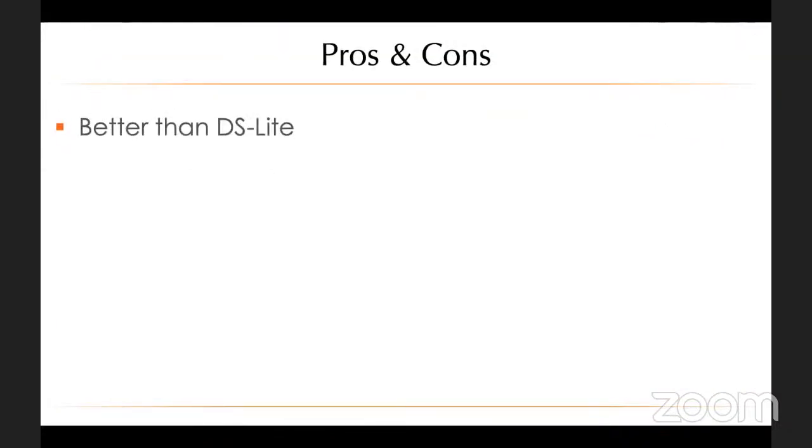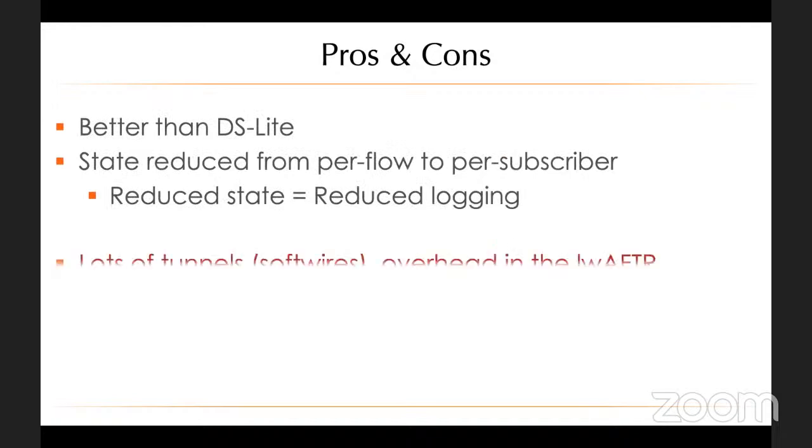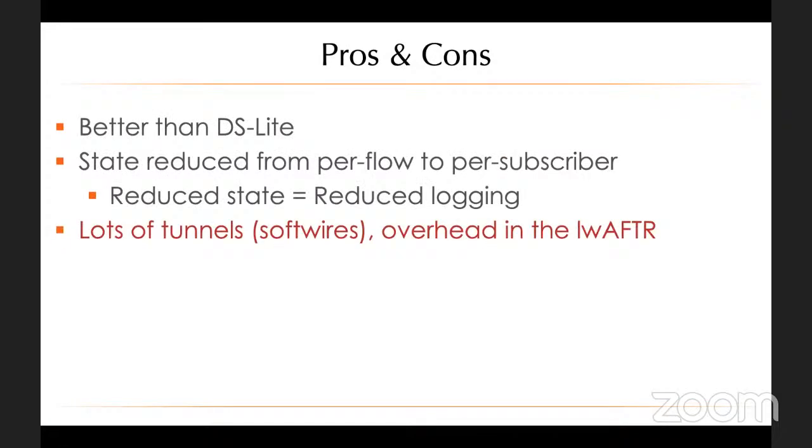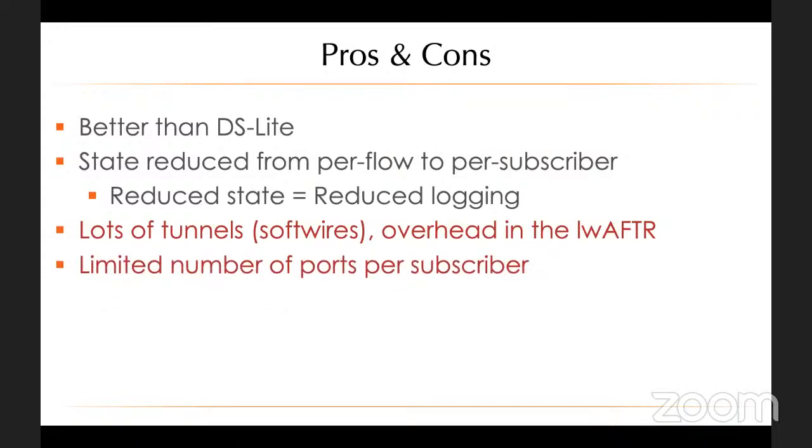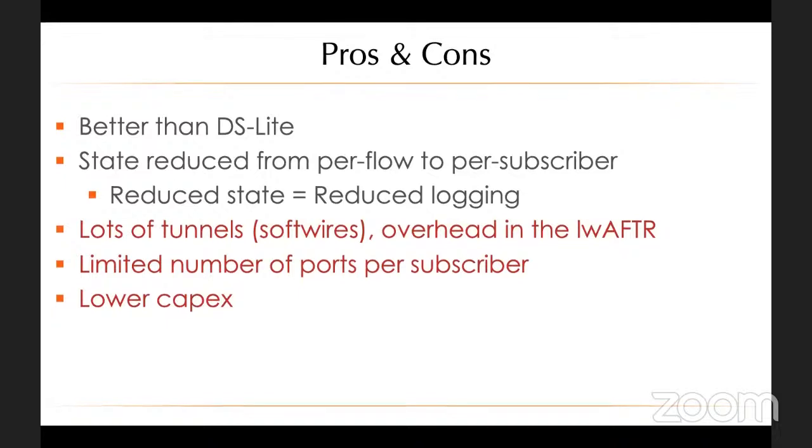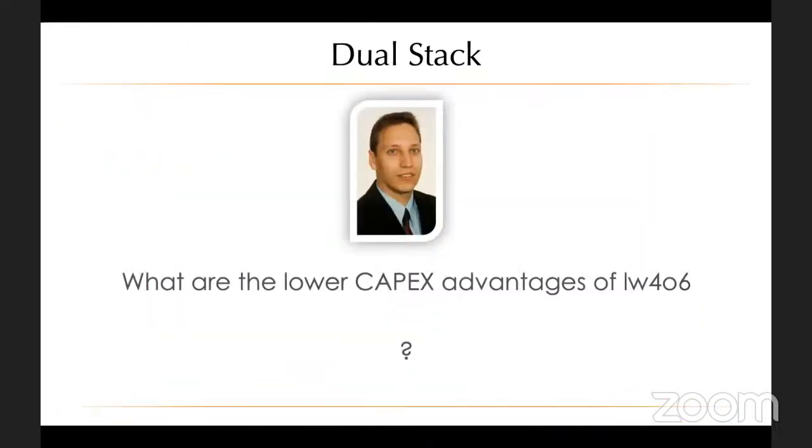So of course there are pros and cons. It's better than DS Lite. Since you have reduced, you are maintaining the per flow, not per subscriber state. So there's reduced logging. But of course, similar to DS Lite, you still have a lot of tunnels, limited number of ports per user, and then it has lower capex. And at this point, based on the lower capex, Jody, I'd like to get your views.